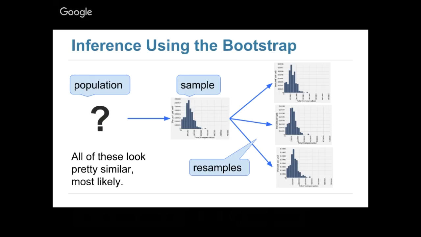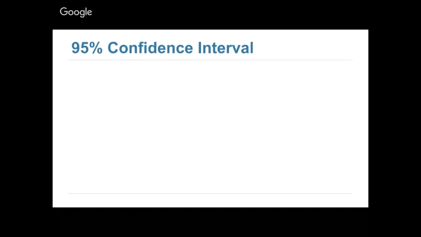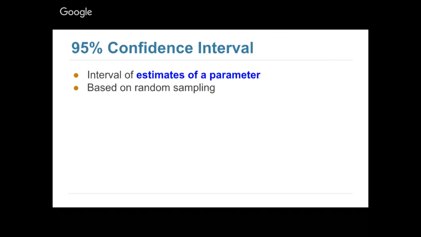Okay, so if my interval was like 100,000 to 107,000, I would say, okay, the population median is probably in that range. If my interval was like 110,000 to 120,000, I'd say, okay, my population median is probably within that range. So that 95% confidence interval is estimating the parameter that we're trying to look at, right? We're estimating the population median compensation. That interval says the population's median compensation is probably within that range. It's based on random sampling, and 95% is what we call the confidence level.